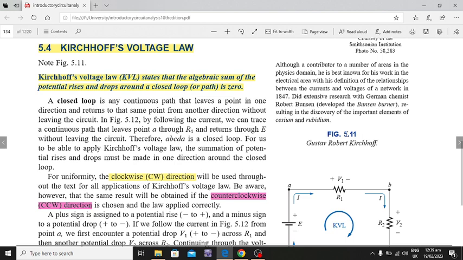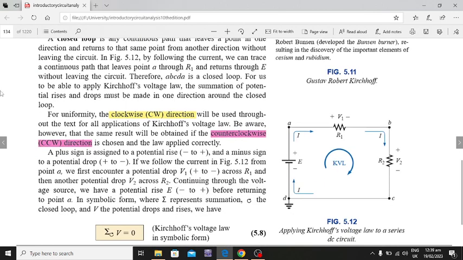Kirchhoff's voltage law states that the algebraic sum of potential rises and drops around a closed loop or path is zero. Kirchhoff proved his law that in a series circuit, the potential rise across a circuit equals the potential drop across those particular resistors. Potential rise is equal to the potential drops. So this was Kirchhoff's voltage law.